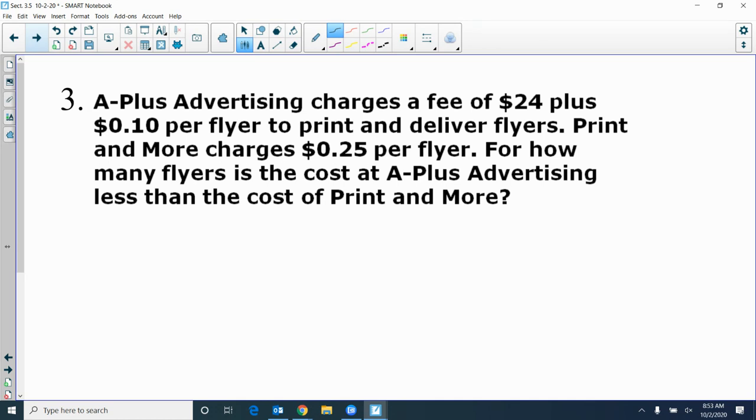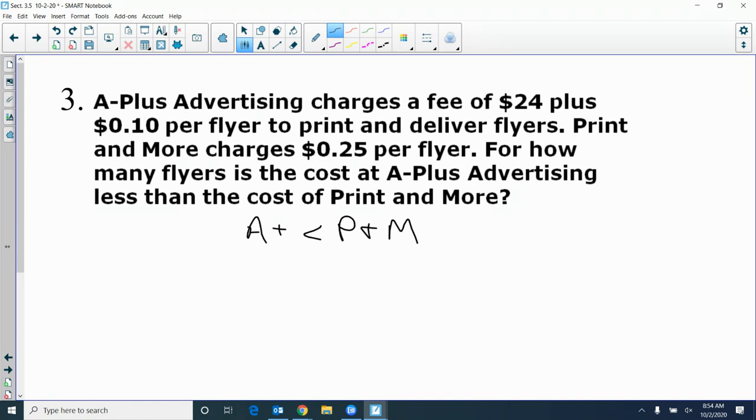A Plus Advertising charges a fee of $24 plus 10 cents per flyer to print and deliver flyers. Print and more charges 25 cents per flyer. For how many flyers does it cost at A Plus less than print and more? Okay, for how many flyers does it cost at A Plus less than the cost of print and more?